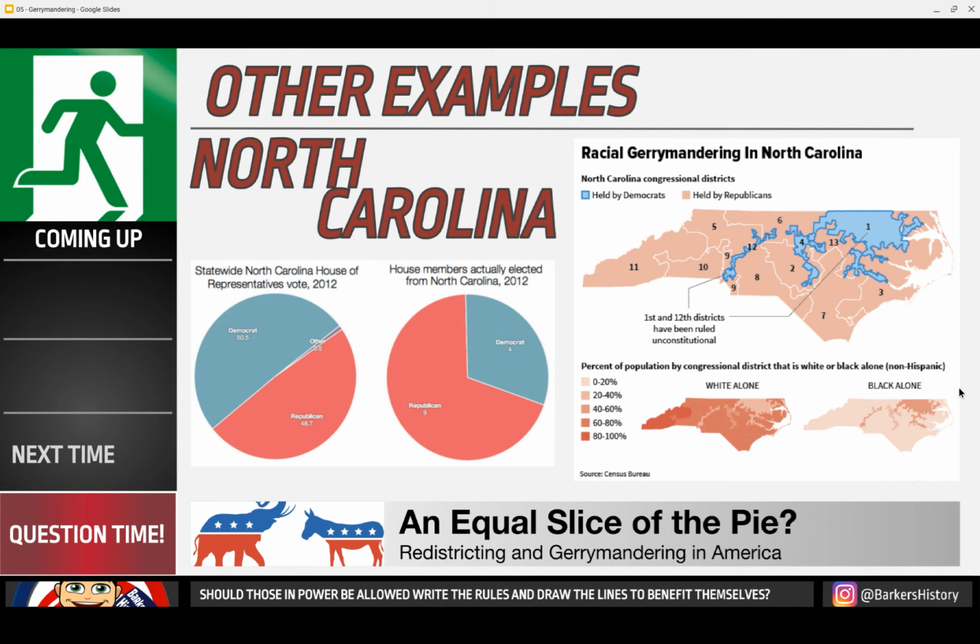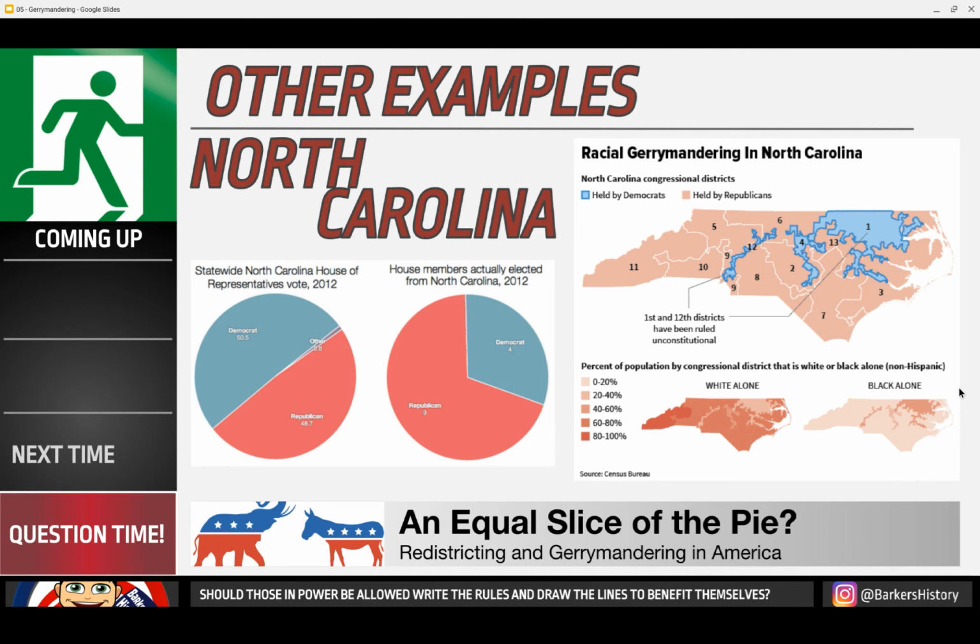So North Carolina actually has a case going through the Supreme Court, and it will work its way through, and they'll make a decision before too long, right? North Carolina has a case about racial gerrymandering, and so the state Democratic Party is challenging whether or not the Republicans in the state drew the district lines based on race. And so what you can notice here is, for instance, if you look on the bottom right, the percentage of population by congressional district that is white or black alone, non-Hispanic, right?